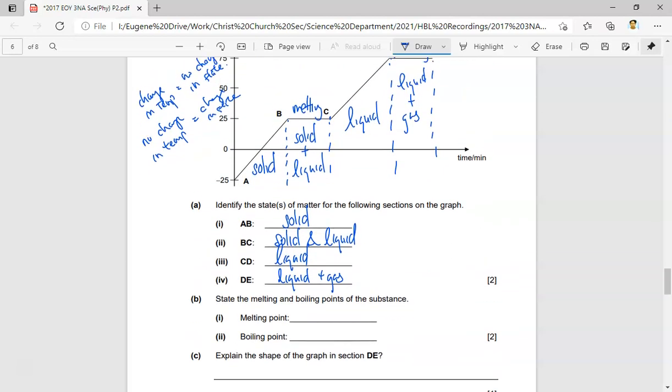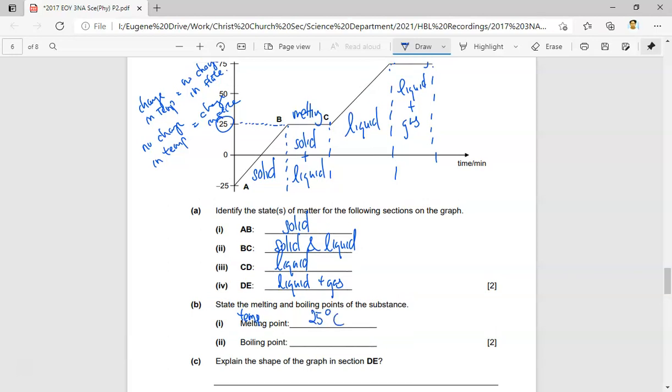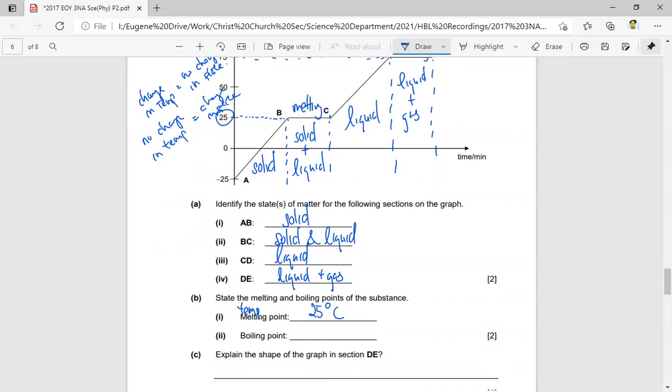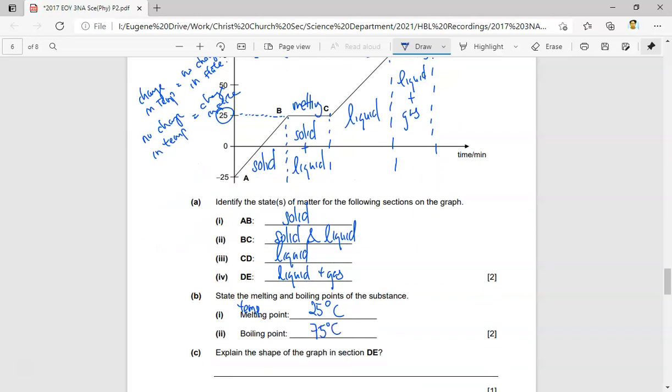Okay? State the melting and boiling point of the substance. So the melting point is actually the temperature at which the substance melts. So you look for the flat part. So the melting point is 25 degrees Celsius. The boiling point, so look for the flat part again, is 75 degrees Celsius. Okay, so the melting point and the boiling point is actually a temperature at which a substance changes state. In this case, melting is when it's changing from solid to liquid. Boiling point is when it's changing from liquid to gas.